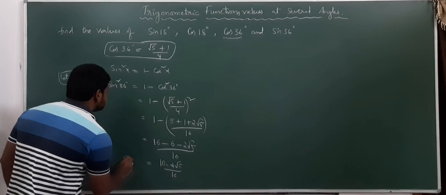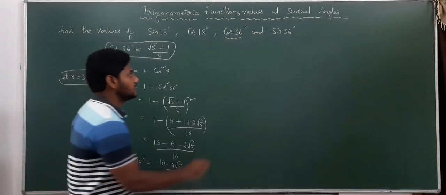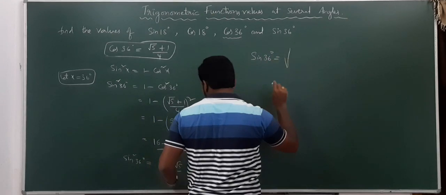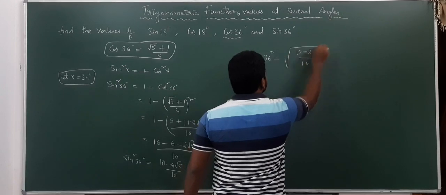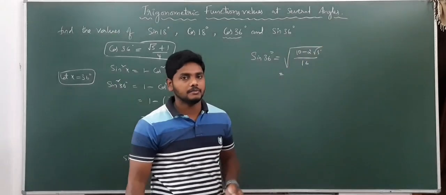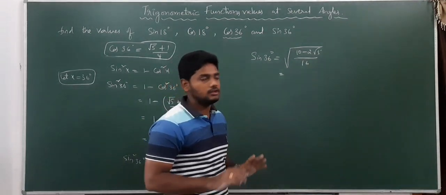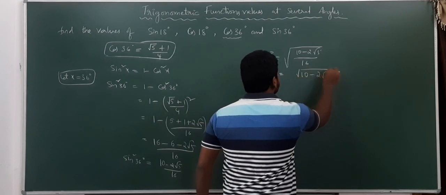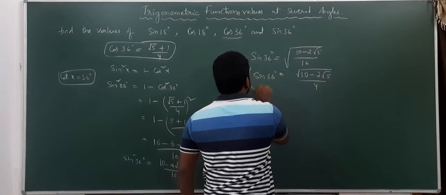This is sin square 36 degrees. We need only sin 36 degrees, right? So sin 36 degrees is equal to square root of (10 minus 2 root 5) by 16. Square root of 16, for the denominator you get plus or minus, but since it is 36 degrees, it is in the first quadrant, we should take only positive. So it will become square root of (10 minus 2 root 5) by 4. This is sin 36 degrees.